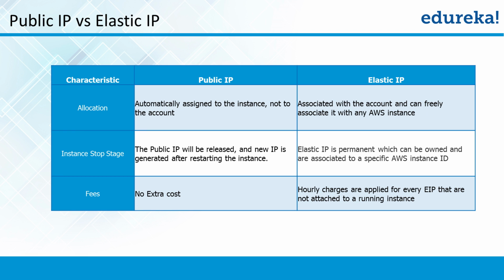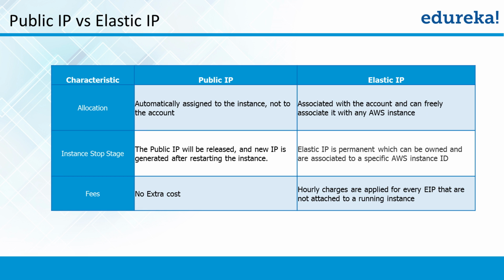Now, a public IP address is automatically assigned to the instance. So when you launch an EC2 instance, a public IP address will be automatically assigned. You can't choose it. You can't say this is the IP address I want. Whatever is available from the pool of public IP addresses that AWS has, they will issue one public IP address to your instance. An Elastic IP address is also a public IP address. The difference is, however, that the Elastic IP address is issued to your AWS account, whereas the public IP address is assigned to a particular EC2 instance.